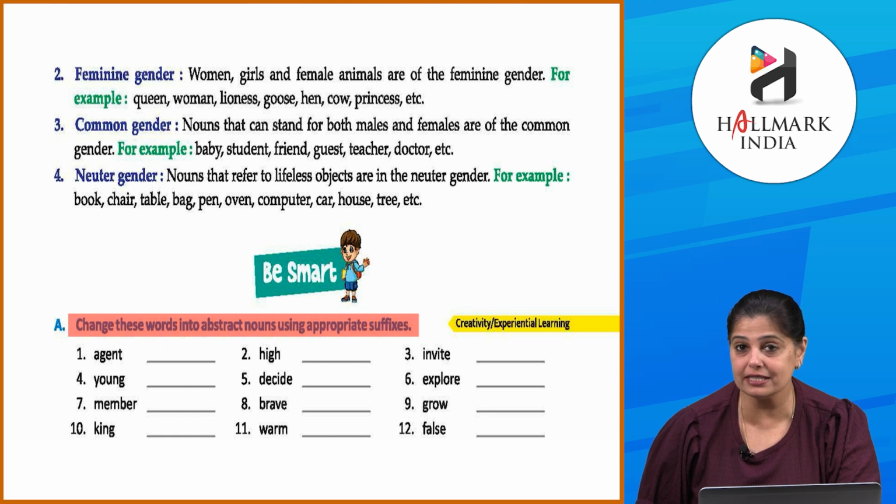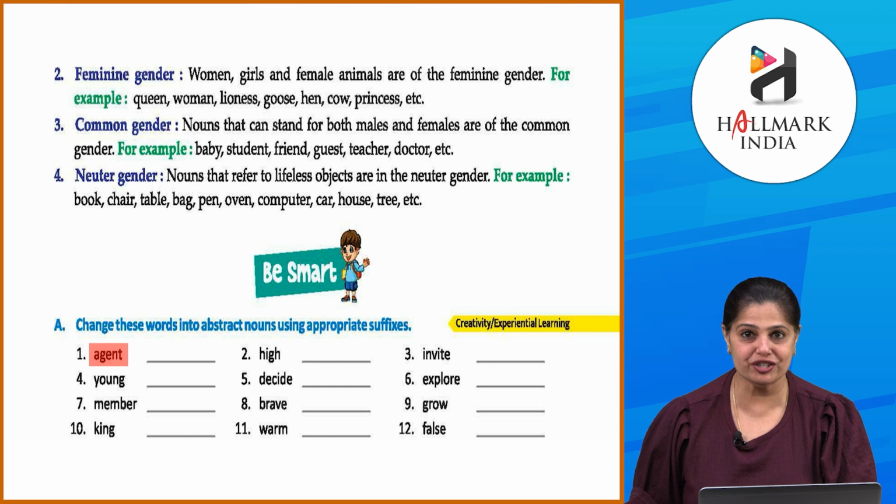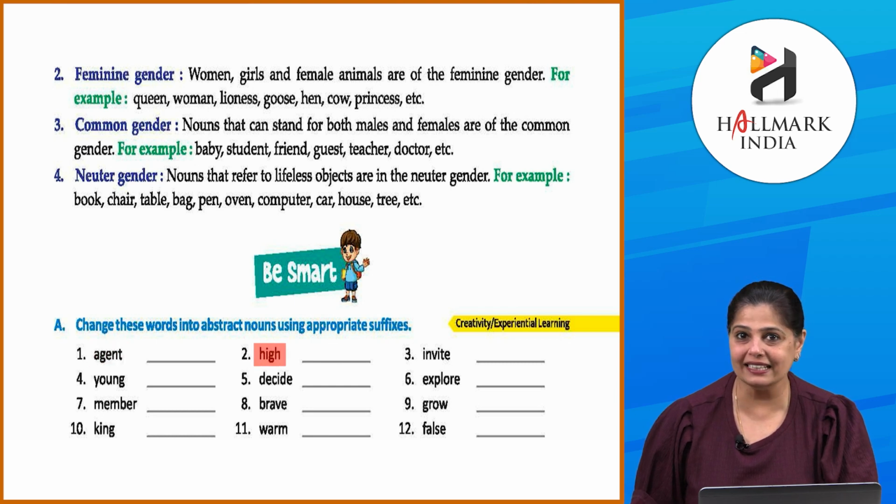Okay. You know that a suffix is added at the end of the word. Agent, agency. High, highness. Clear, invite, invitation. Alright. Now, do the remaining by yourself.